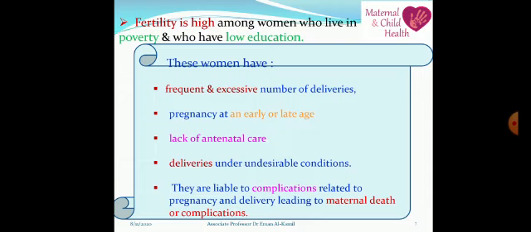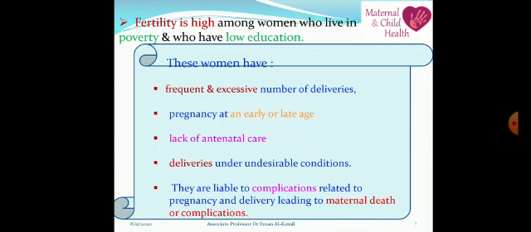Fertility is high among women who live in the developing countries, who usually live in poverty and have low education. So women in developing countries are at risk, or usually have such conditions. For example, they have a frequent and excessive number of deliveries. Usually women living in poor or developing countries have a high fertility rate, a high number of children and pregnancies. So this will expose the woman to many risks during pregnancy and delivery. Also, pregnancy at an early age or at a late age.